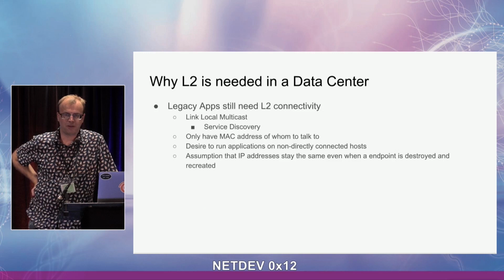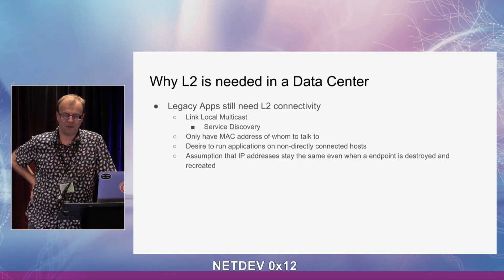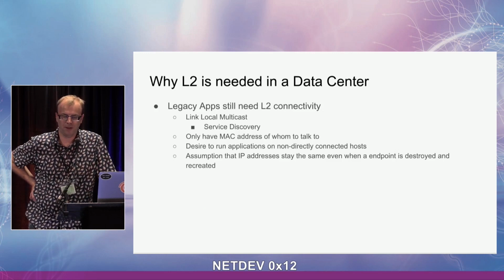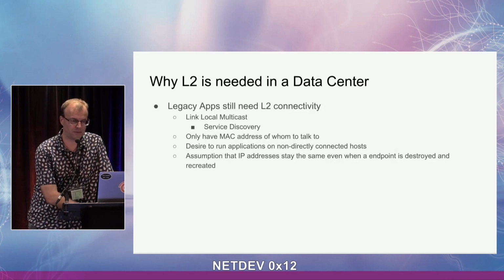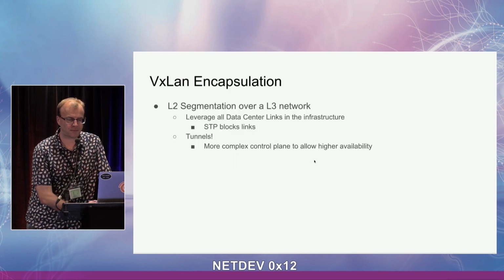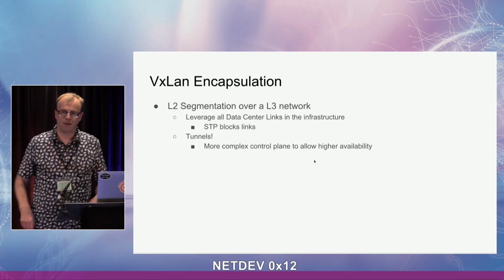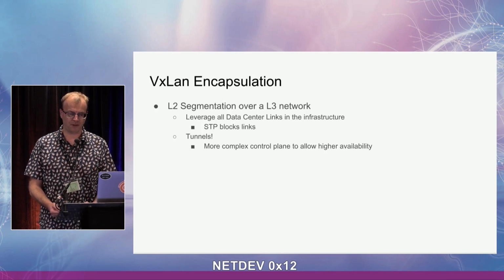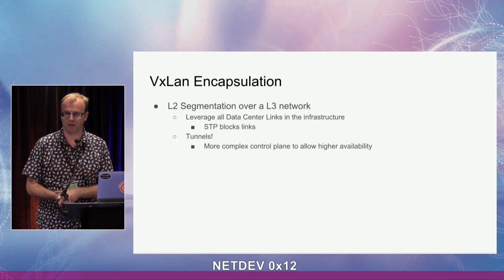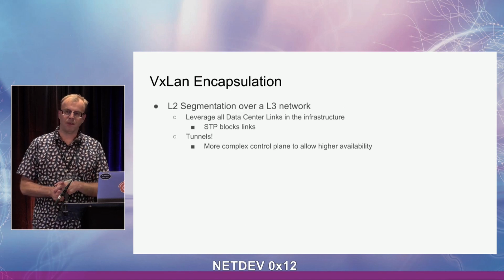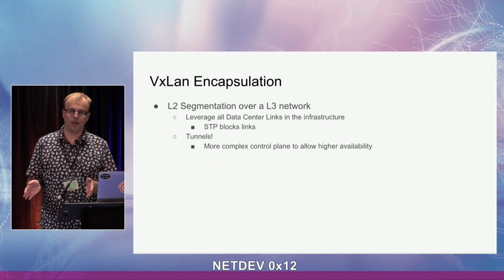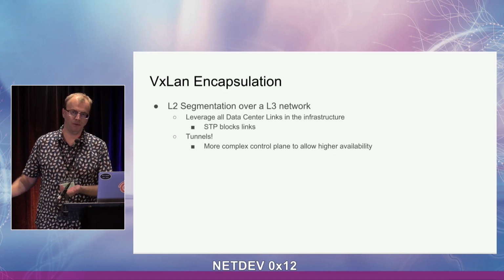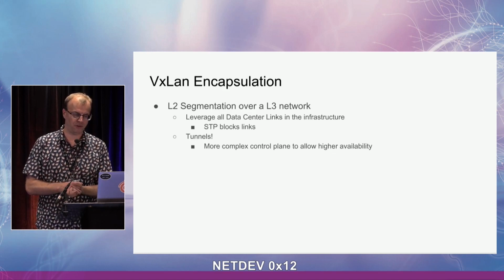And finally, there's an assumption that IP addresses stay the same even when a host or an endpoint is destroyed and recreated elsewhere in the network. This is especially true for VMs or containers. So how do we solve that? We typically solve that with VXLAN encapsulation. It provides layer 2 segmentation over a layer 3 network. The L2 over L3 network allows you to leverage all the data center links, and you have ECMP paths to get to the host you're interested in.